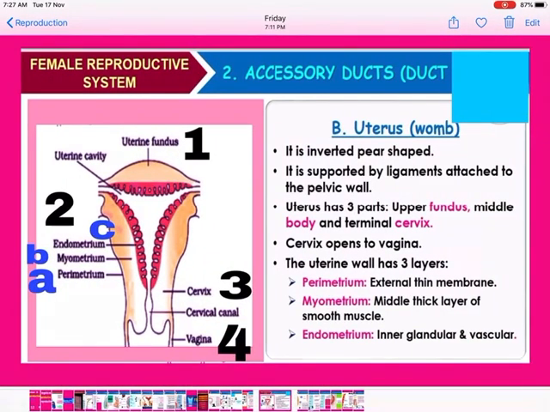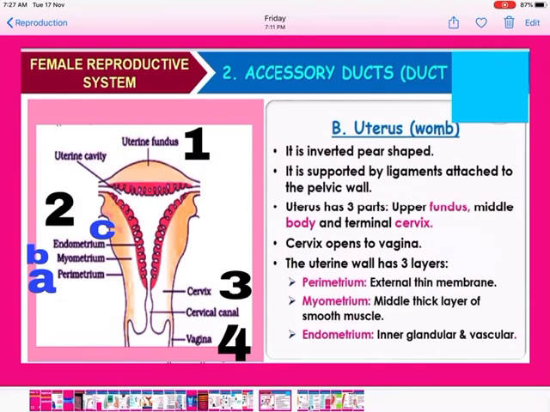Uterus. It is inverted pear shaped and it is supported by ligament attached to the pelvic wall. It also has 3 parts. 1, 2, 3, see the labeling. Fundus 1, 2 is middle body and 3 is terminal cervix. And this cervix opens into vagina. Labeling number 4. Uterine wall.